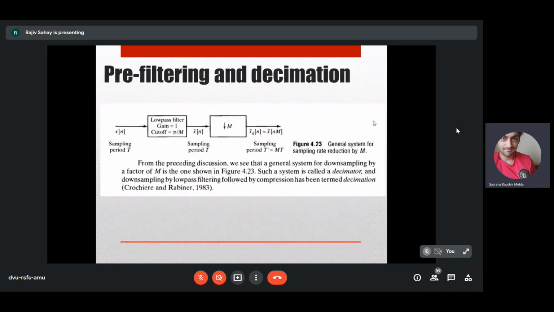So this is the last slide for today. Before you do downsampling by a factor of M, you should apply a low pass filter with gain 1 and cutoff equal to pi by M. This is called a pre-filter, and x of n gets modified to x tilde of n, and x tilde of n is not equal to x of n because of this pre-filter. So by doing the downsampling operation, you get xd tilde of n, which is equal to x tilde of nM. So you can now obtain the downsampled version of the signal. This will not have aliasing because you have pre-filtered.